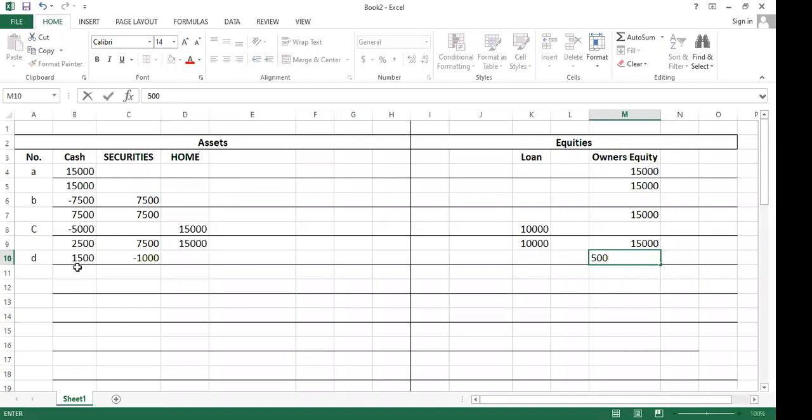Are you clear? There is a small problem there. Balance is 4,000. Securities balance is 6,000. Home balance is 15,000. Loan net change 10,000. 15,500 is the owner's equity. Are you clear?